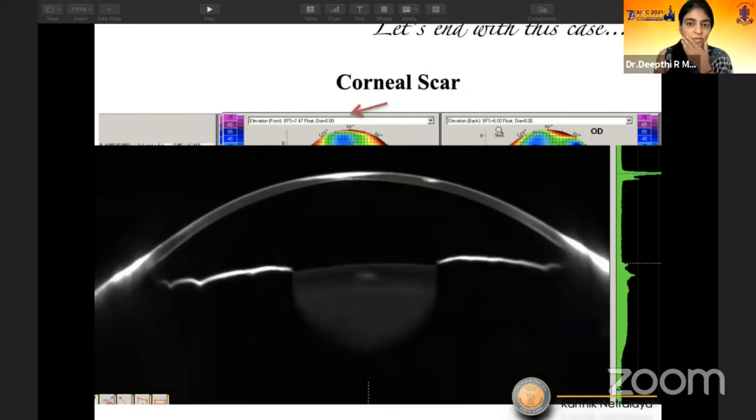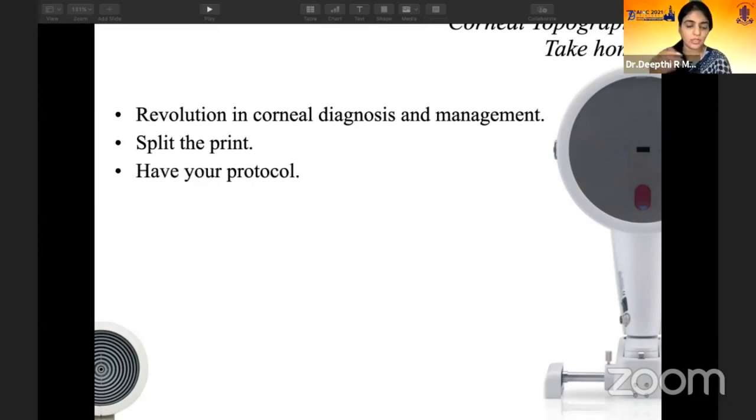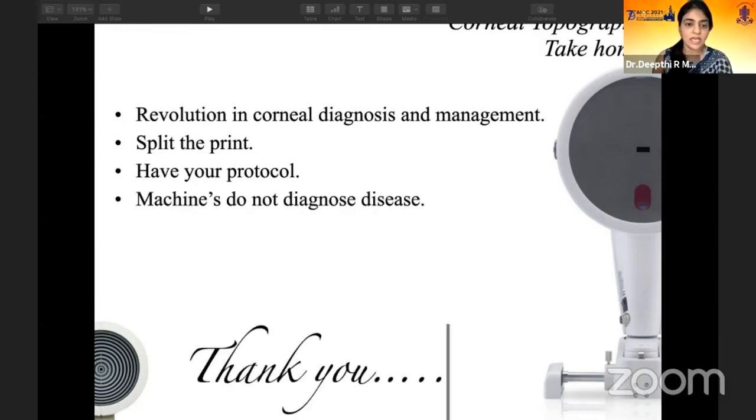So the machines do not diagnose. It's up to us how we use these machines. So always clinically correlate. And I think topography today is at the top of its technology and it's really helped us manage our refractive and keratoconic patients. So always split up your map and have a protocol so that you don't miss any of these.